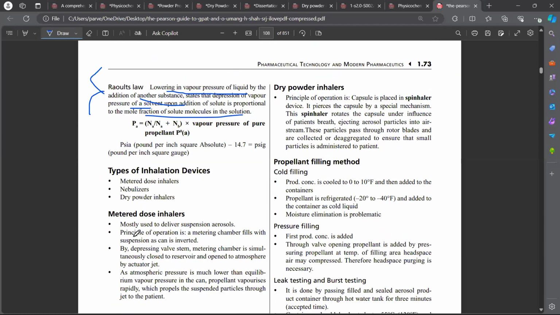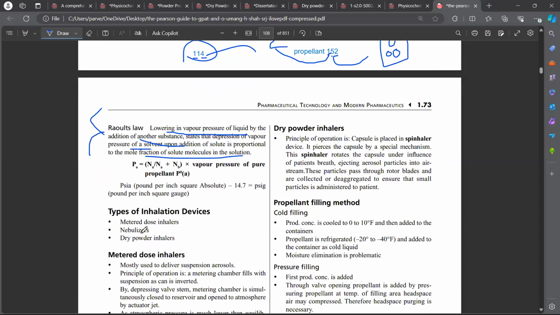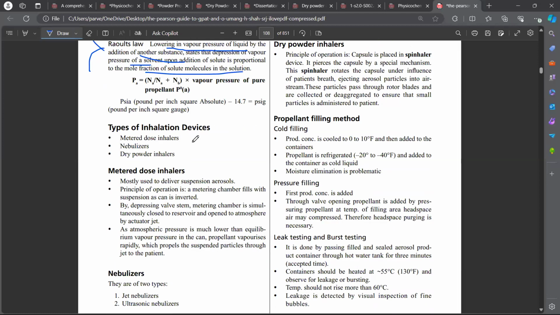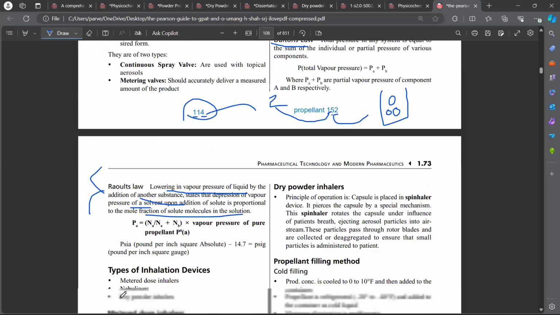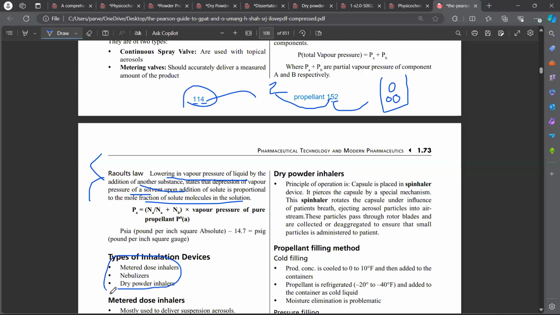Next are the types of inhalation devices used in aerosols, which include metered dose inhalers, nebulizers, and dry powder inhalers. Guys, could you tell me in which of the following devices the propellants are absent? Metered dose inhalers, DPI, or nebulizers? Come on, guys.